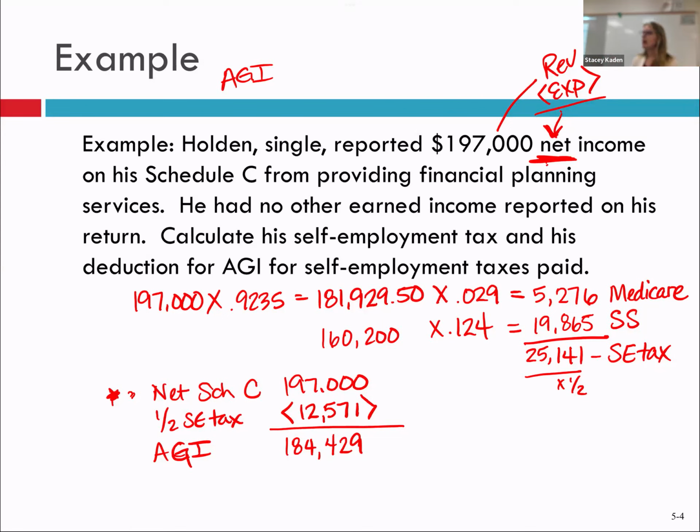Yes. If, let's say, Holden has employees working for his business, in this number some of his expenses might be wages and payroll taxes for his employees, deducting his share of it. So I don't know if he's got employees or not. We don't have enough information.